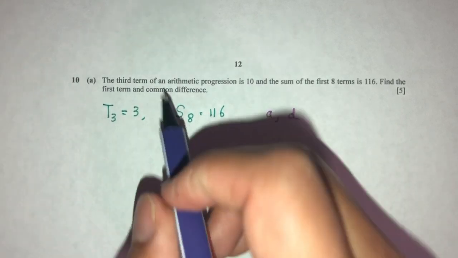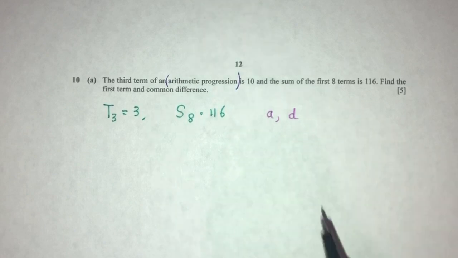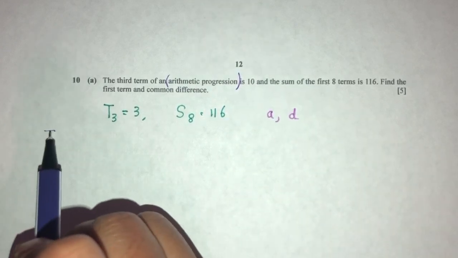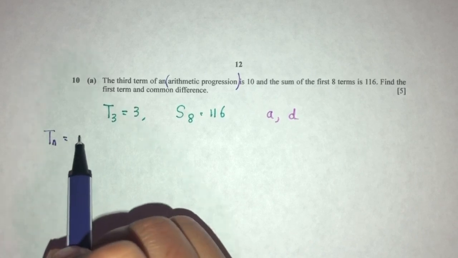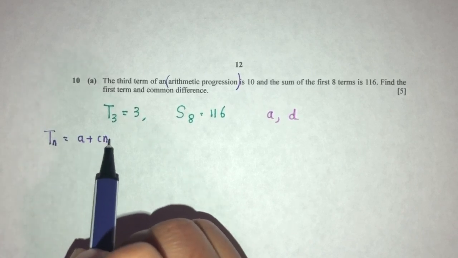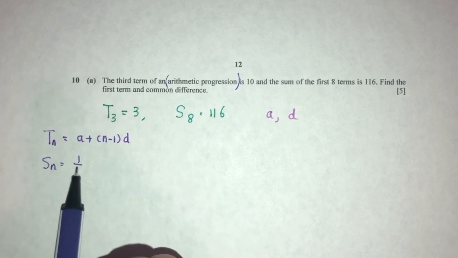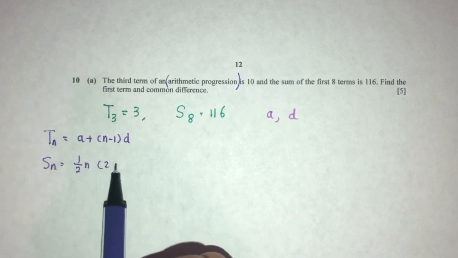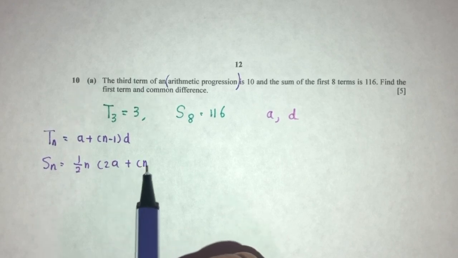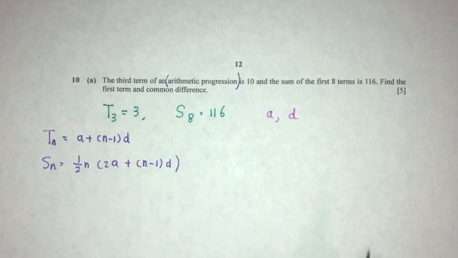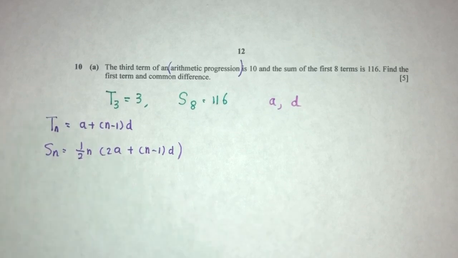Now, of course, once you know it is an AP, we have to list down the formulas we know for this kind of progression. So the nth term is given to you by what? By the formula a plus (n minus 1) times d. Sum of the first n terms is given to you by half n times (2a plus (n minus 1) times d). So using these formulas, we can help to find the value of a and d as required.